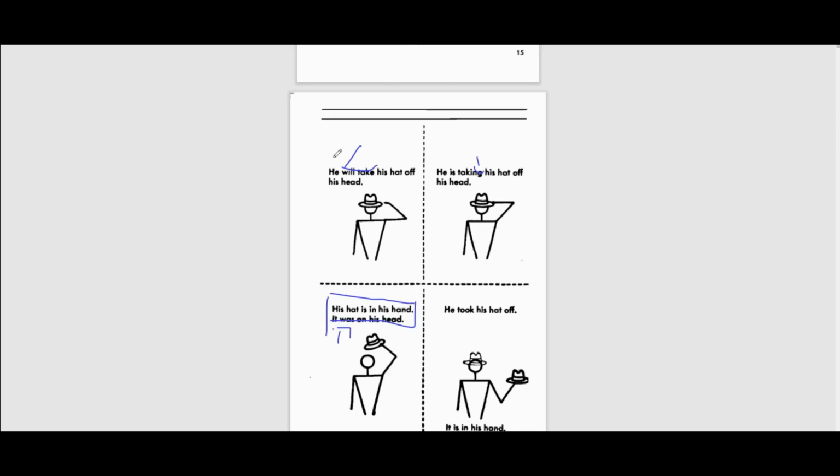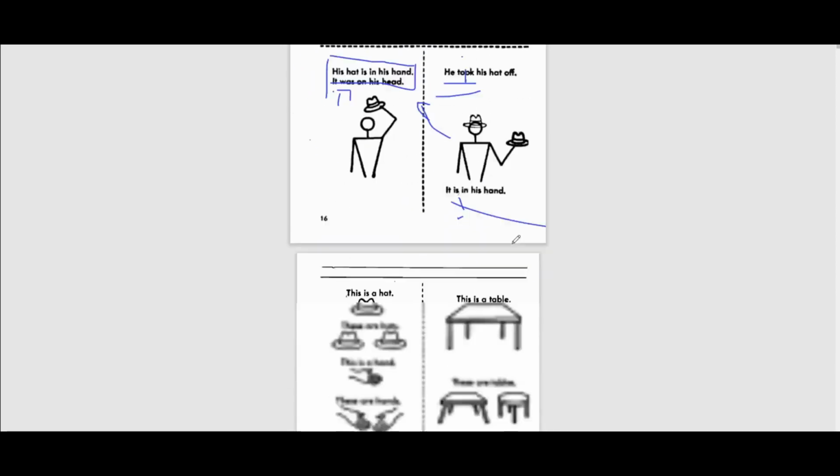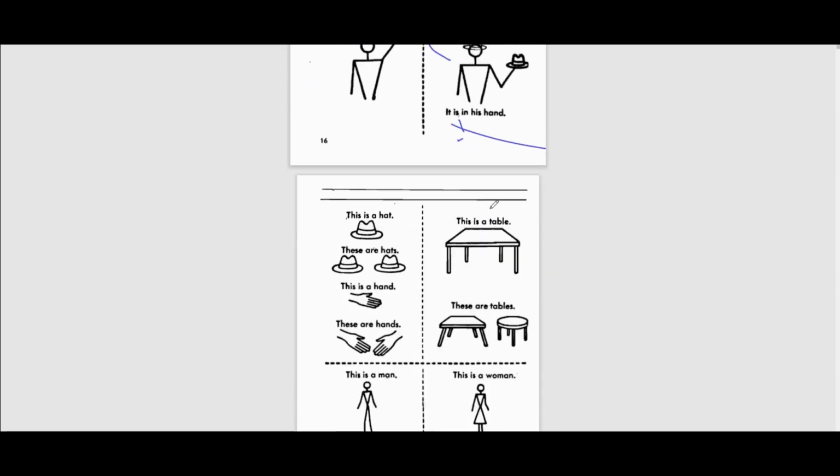Was is just past tense. So if something is here and now it's here, this was here and now it's here. So it's like the past tense of it. When you get it's on its head, it was on its head basically. He took his hat off, it's in its hand. This is just opposite of that, except it was because he took it off because it's past tense. It is in his hand now, present tense. So these are just tenses.